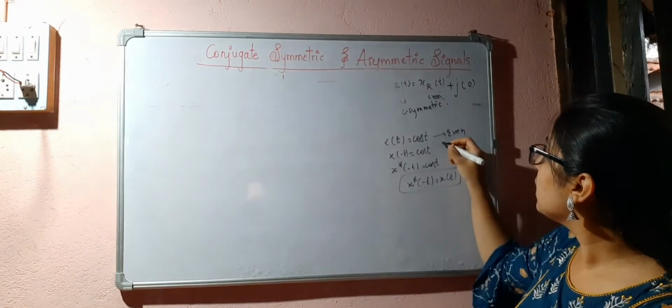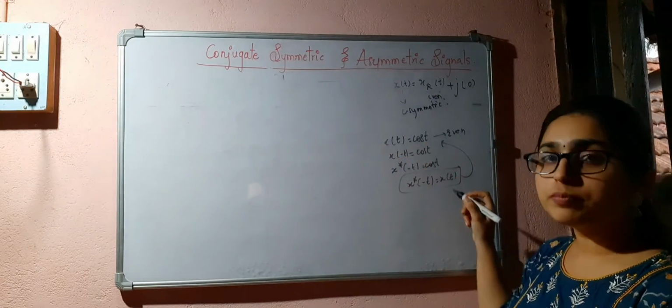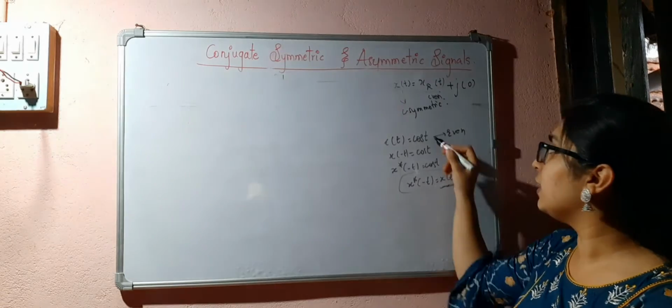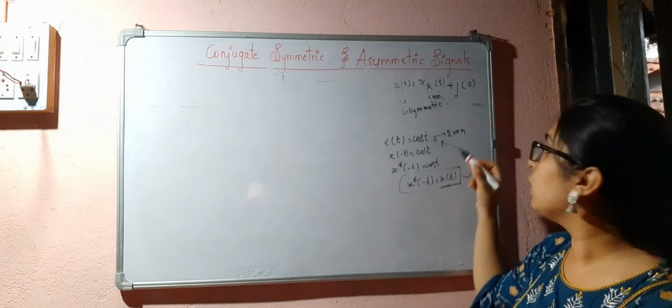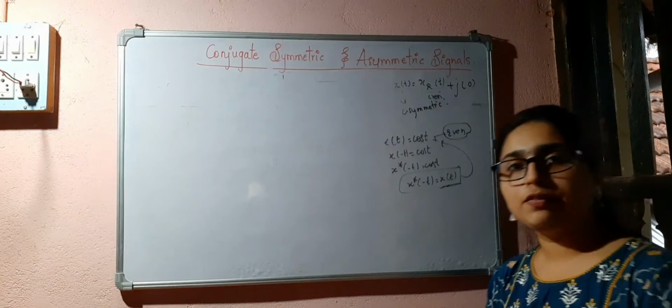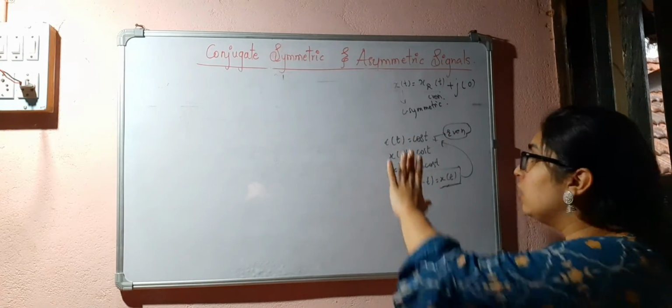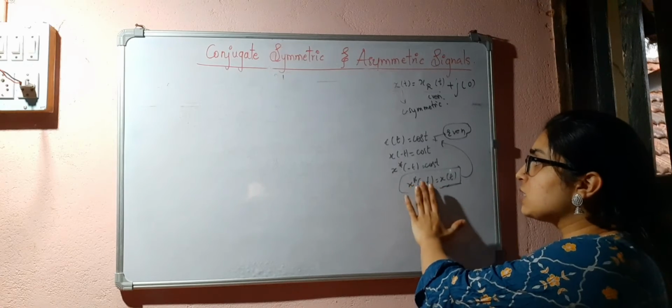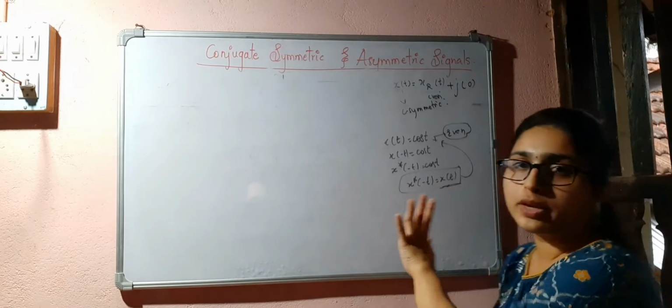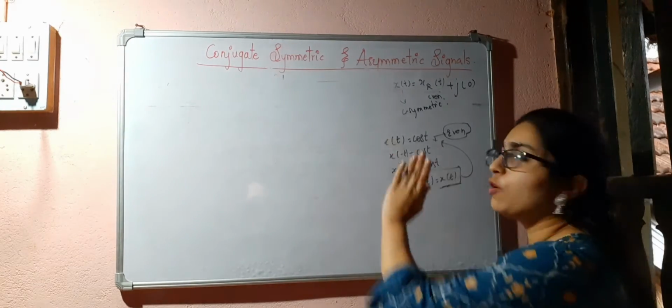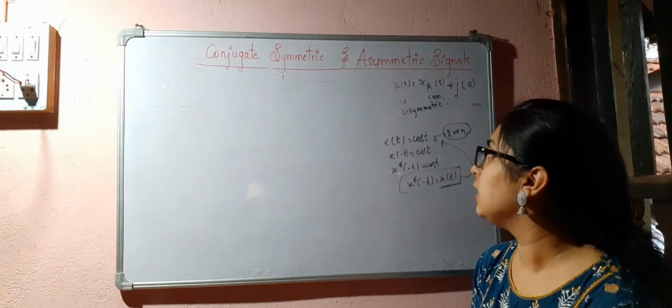So that means if x of t is conjugate symmetric and the imaginary part is 0, that means x of t is an even signal. Okay, so if x of t is an even signal, then x conjugate of minus t will be equal to x of t. That means x of t is the conjugate symmetric signal.